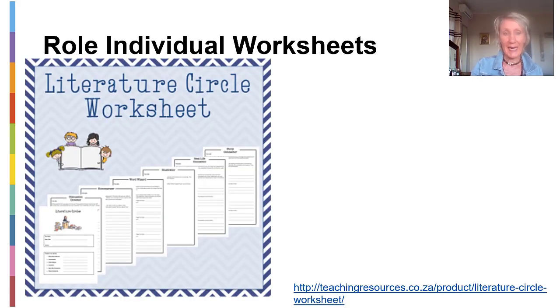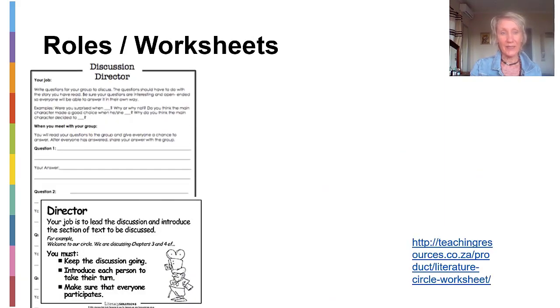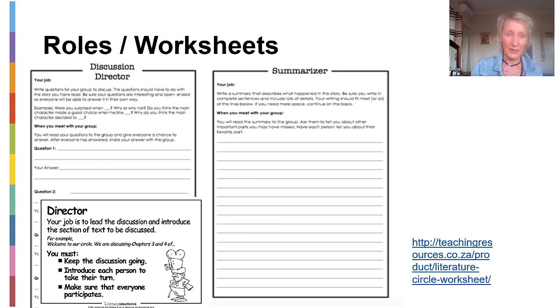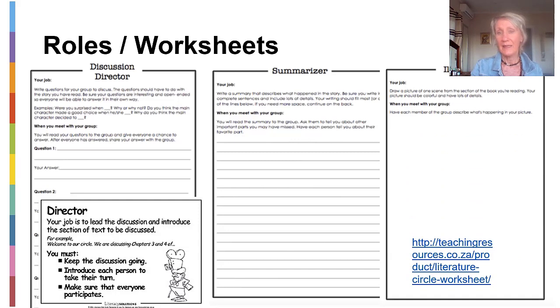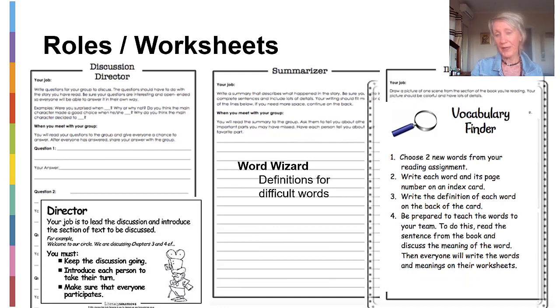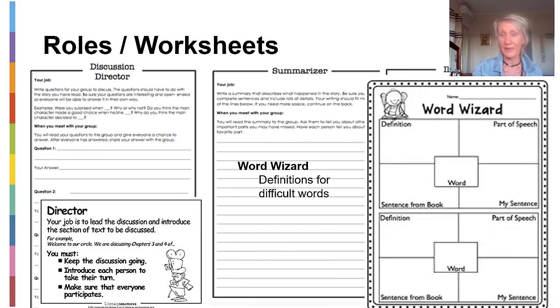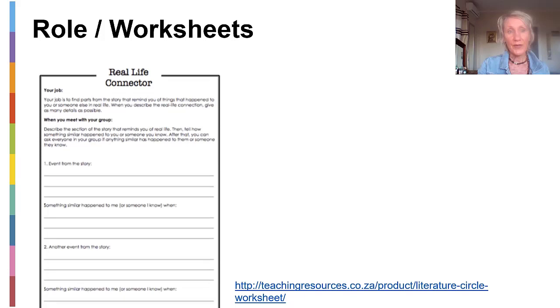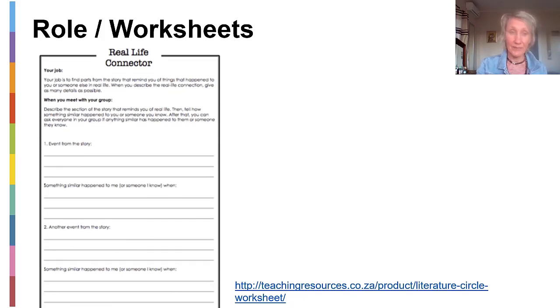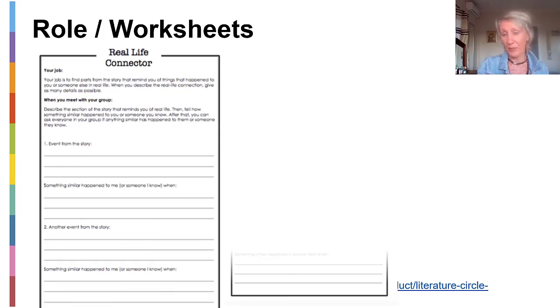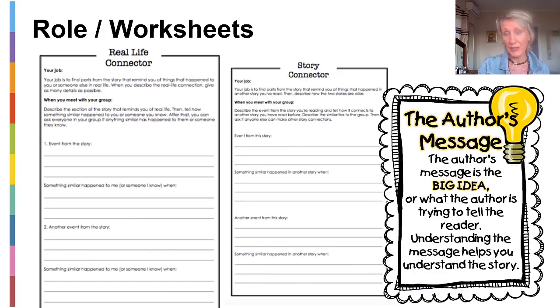There are the worksheets. The different group members will have different worksheets. And these are examples of them, the kinds of worksheets you give the discussion director, the summarizer, the illustrator, the word wizard, with different vocab words. This is what he or she could use: the definition, the part of speech, the sentence from the book, the sentence that they use, and they could go through the words like this. Then you have the real life connector. Again, how this connects with their lives, how this connects with other stories.